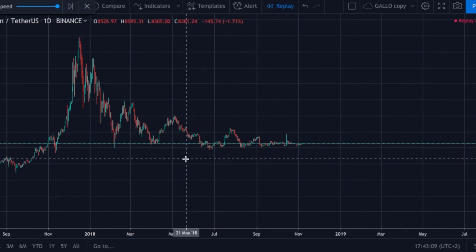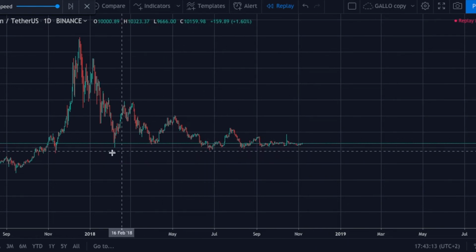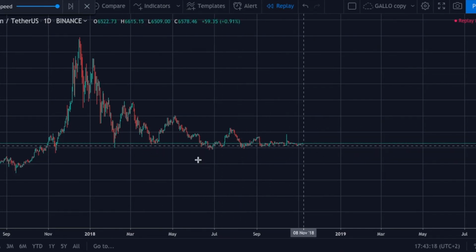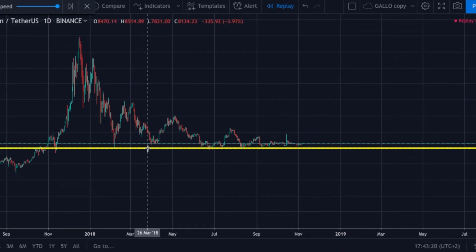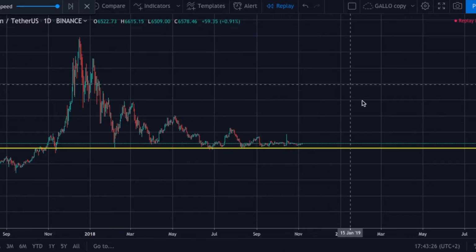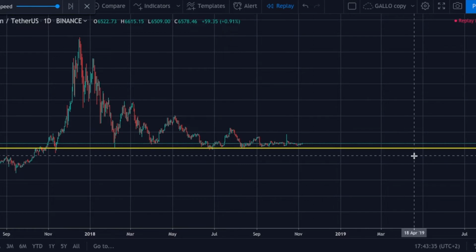All right. First, I see this is the previous bottom of Bitcoin. So Bitcoin bottomed here, here, here, here, and here. So I can just take a line here and see that this could possibly be a bottom. All right. So I have Bitcoin at 6,578.